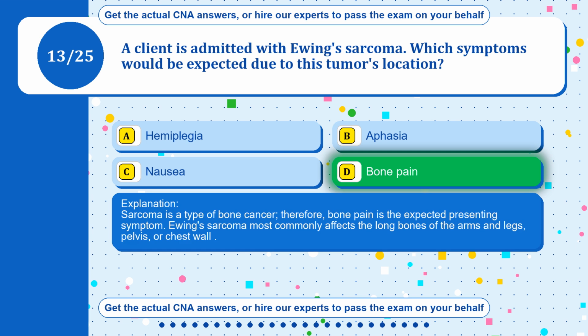Sarcoma is a type of bone cancer, therefore, bone pain is the expected presenting symptom. Ewing's sarcoma most commonly affects the long bones of the arms and legs, pelvis, or chest wall.